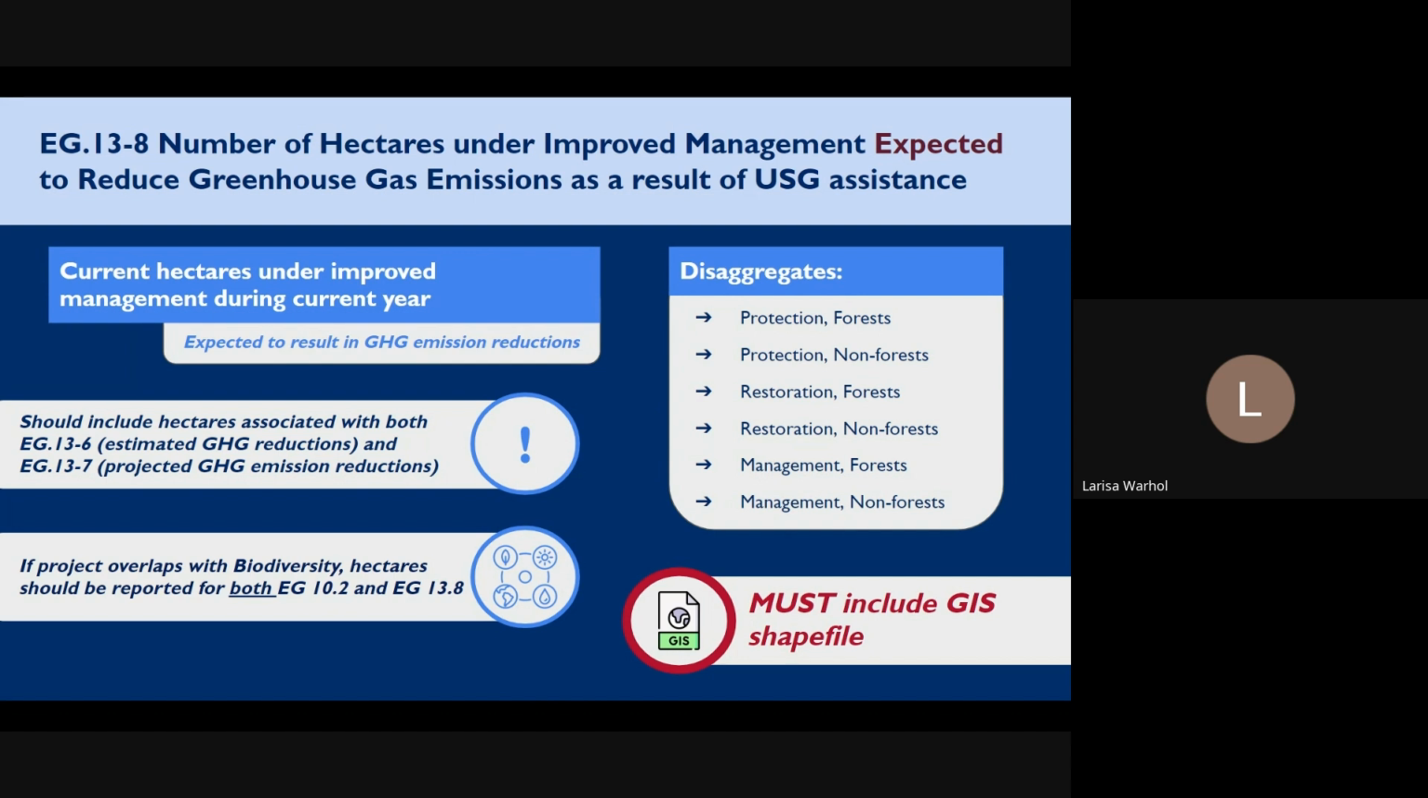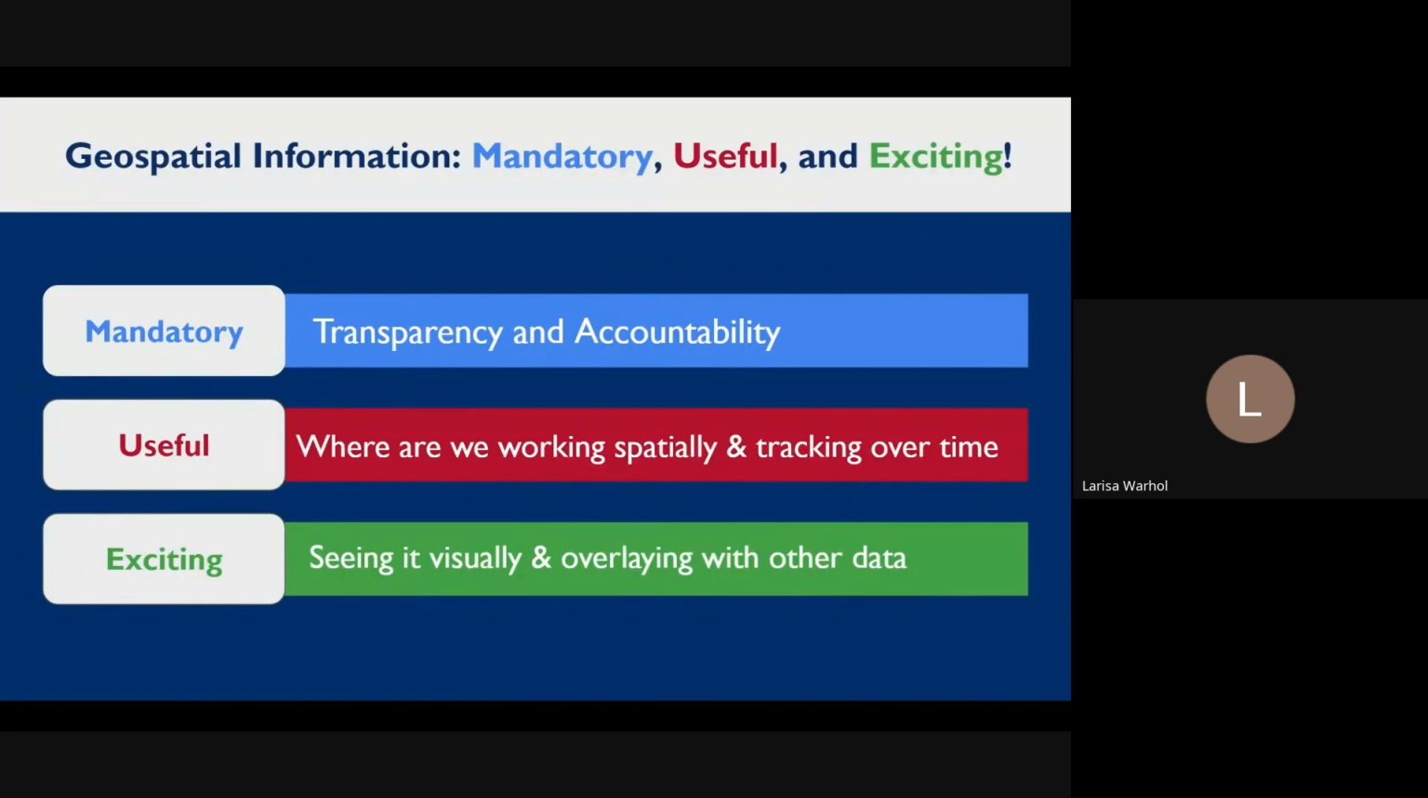Disaggregates, we again are looking at those different pathways I talked about, but then we're also looking at forest versus non-forests. And then finally, one of the big requirements of this indicator is that it must include a GIS shapefile. This is where we're seeing a lot of challenges with implementing partners around what kind of GIS shapefile they should be submitting. And so this is where I'm going to turn it over to Bar with the GeoCenter, and she can talk to you more about assistance that the GeoCenter can provide and why this is such an essential aspect to this indicator.